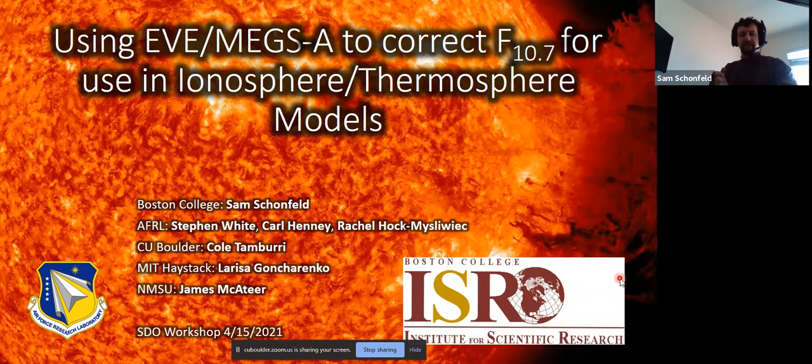So this was originally work that was part of my dissertation, but has been recently updated, and I'll talk about that at the end with the collaborators listed here on the screen. So this was using EVE MEGS-A spectra to correct F10.7, particularly for use in ionosphere, thermosphere, terrestrial atmosphere models.